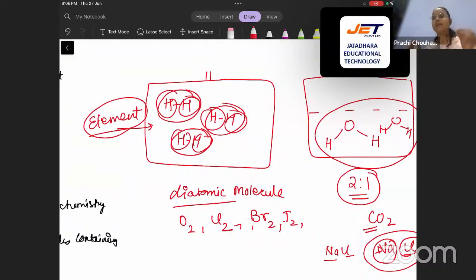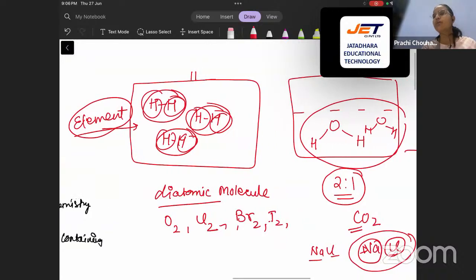If I'm combining atoms, then I am forming a molecule. This is also a molecule. This is also a molecule of water. So the definition which you wrote, that a combination of the same element gives us a molecule, is true. But the combination of different elements can also give me a molecule, right?